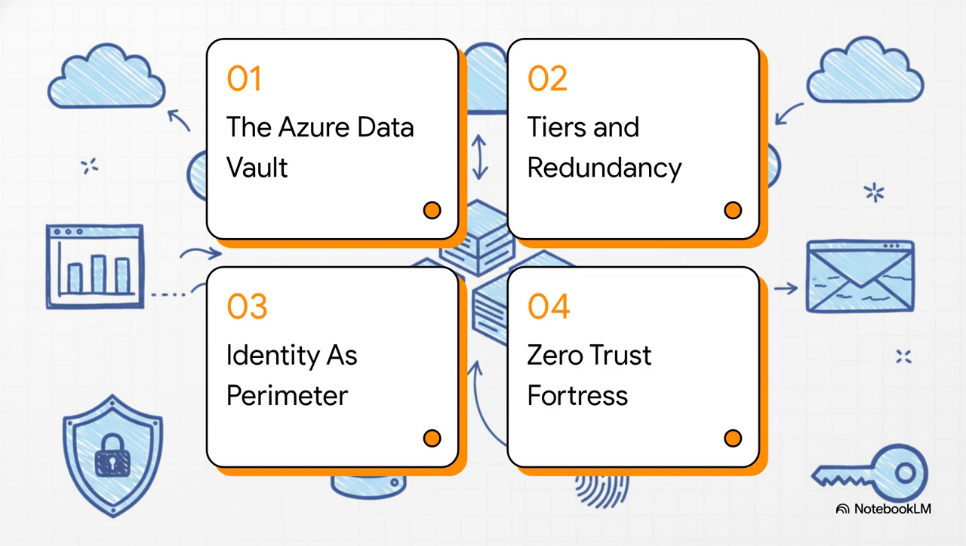To make sense of all this, here's our quick blueprint for today. 1. The Azure Data Vault. 2. Tiers and redundancy. 3. Identity as the perimeter. And 4. The Zero Trust Fortress. Let's get right into it.